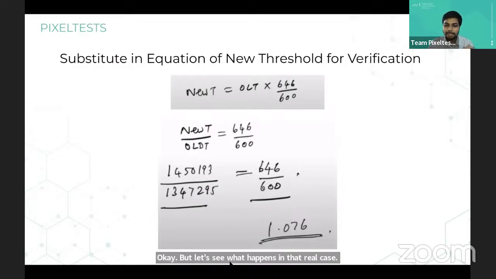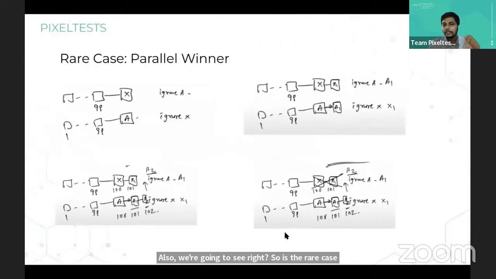So is the rare case clear now? What happens in the rare case? There is a parallel winner. If that rare case is clear, type C in the chat box.